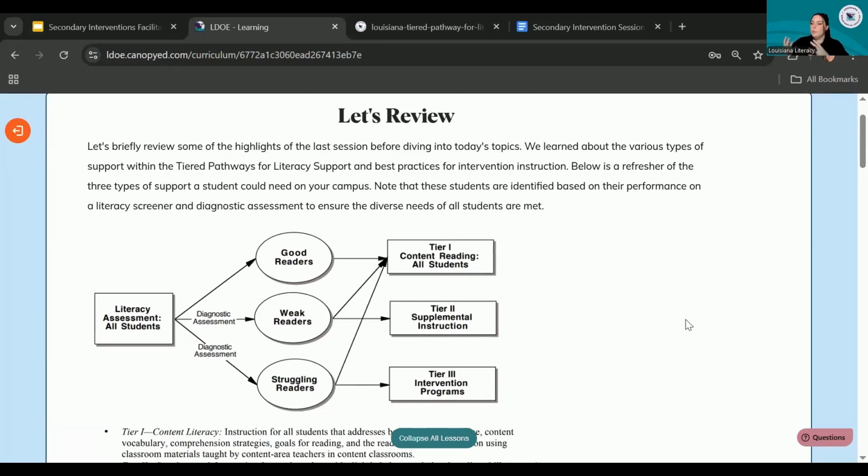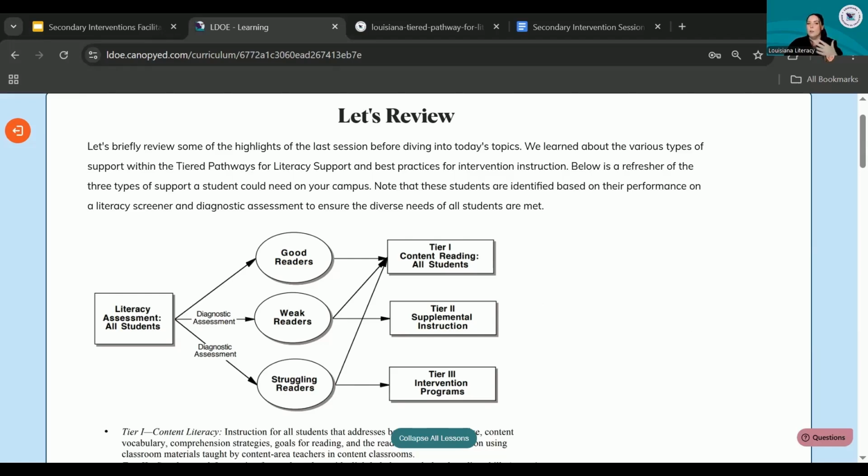And it really highlights, it makes it easy to see how those 3 tiers would function in a school setting. So we know that we have 3 tiers of support: tier 1, tier 2, and tier 3. Tier 1 is your content reading or your core instruction, it's universal instruction that all students get. Tier 2 is your supplemental instruction, and tier 3 is your intervention instruction. And then you have 3 different categories of readers. And we talked about how to categorize these, but as a review, does anybody remember? You can just put this in the chat.